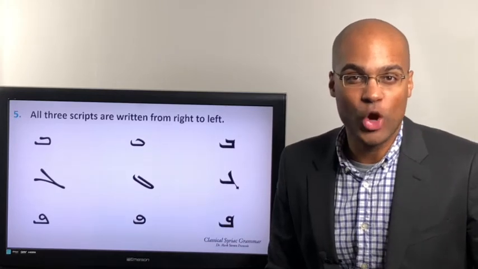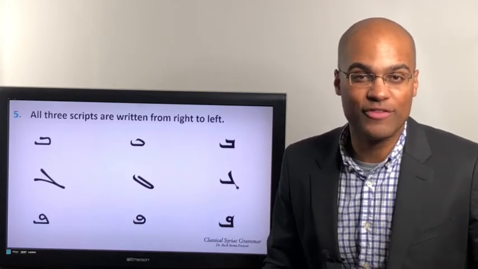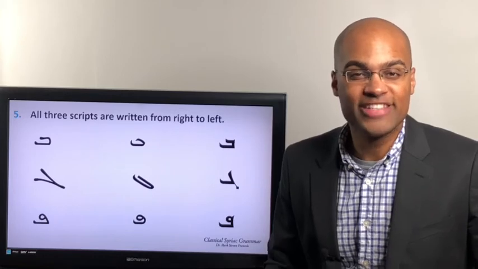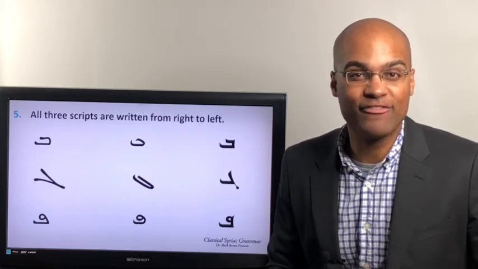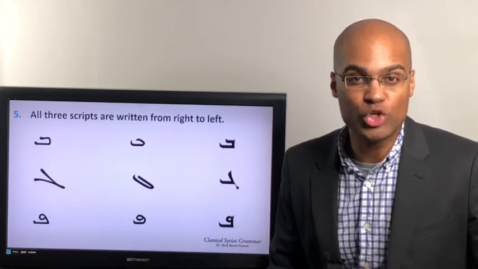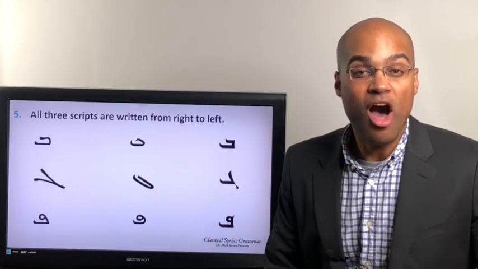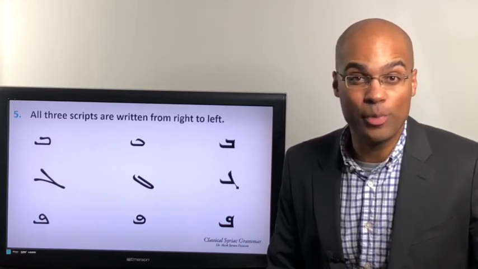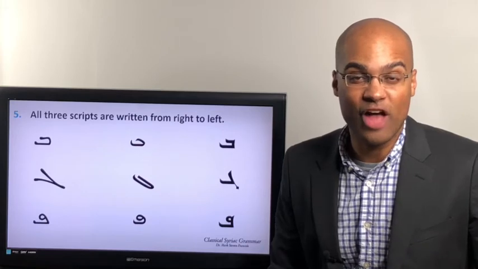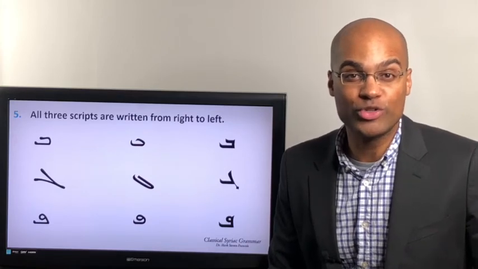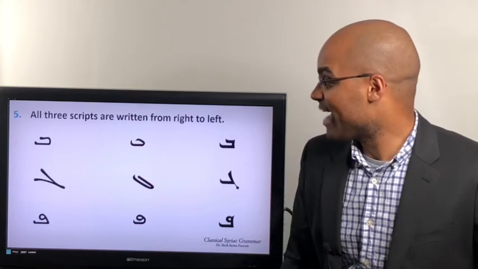Another important thing to notice when it comes to the direction of the writing for Classical Syriac is that when Classical Syriac letters have an opening, the opening usually goes to the left. Unlike English, whenever there is an opening in a letter written in the English alphabet, the opening usually goes to the right. So notice the examples that we have here.